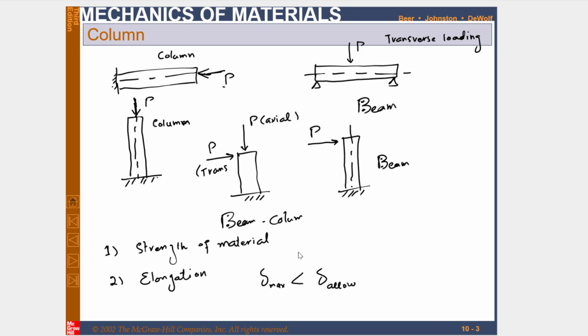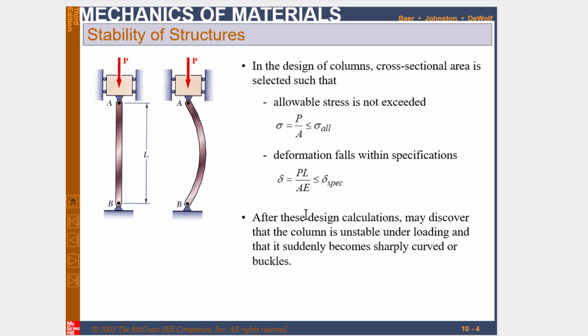So this chapter is concerned with the stability of structure, or mainly the stability of columns. By stability we mean the ability of a structure to support a given load without experiencing a sudden change in configuration. So we will discuss this stability in our next slide. So you can see the stability of structure.